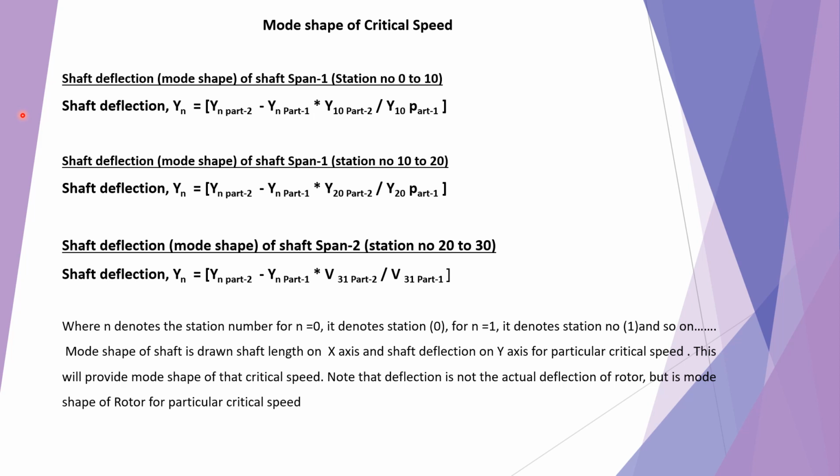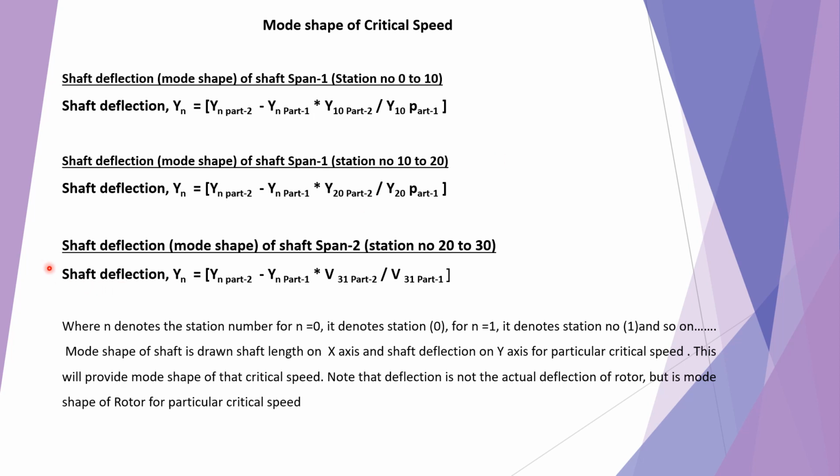Now shaft deflection of shaft 1. No, this should be shaft 2. By mistake, it is written here 1. From station number 10 to 20, shaft deflection yn is equal to yn part 2 minus yn part 1 into y20 part 2 upon y20 part 1. This is for span 2, station number 10 to 20.